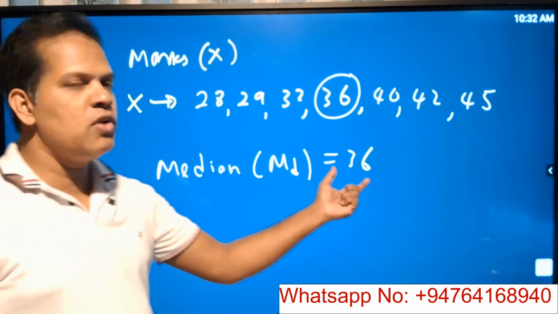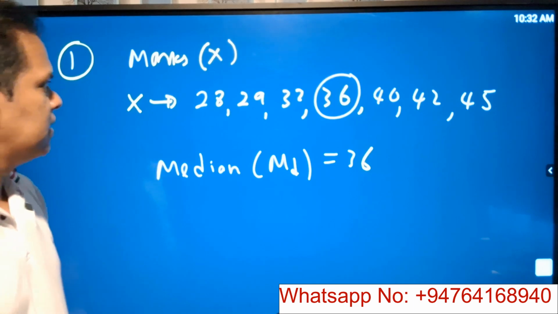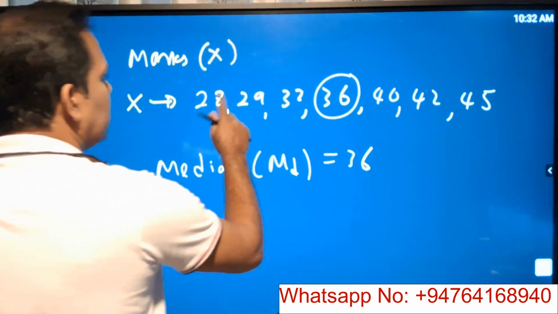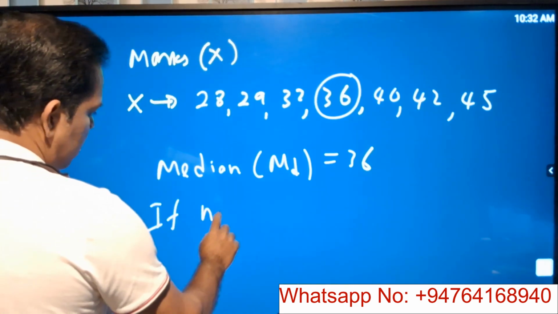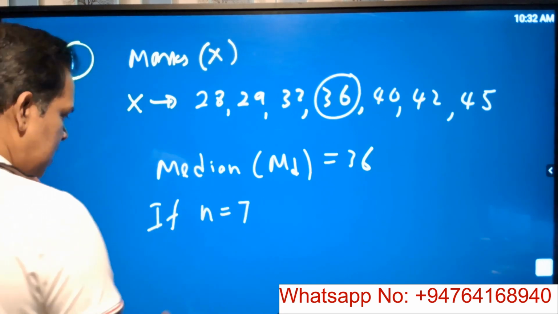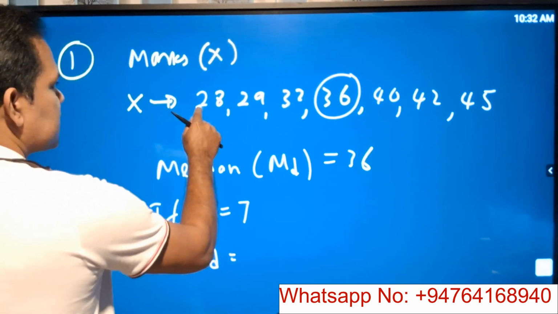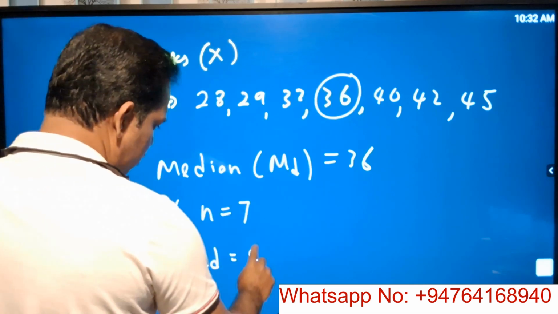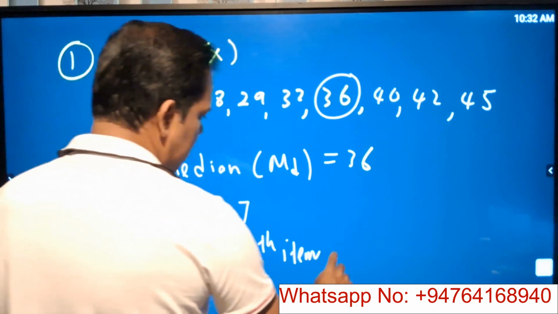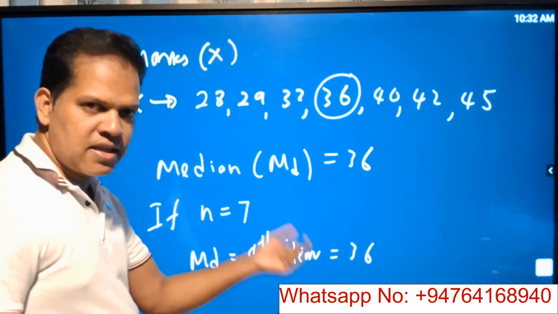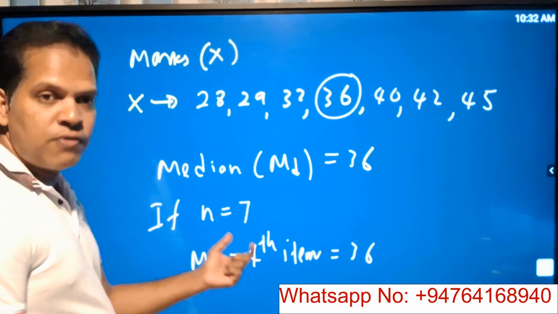Median. What is it? The mid value, the central value of the data set, the data array. Very simple. How many students are there in this class? 1, 2, 3, 4, 5, 6, 7. So if the number of students is 7, n is 7, which item gives the median? First one, second one, third one, fourth one. Fourth item is the median. Value is 36. Yes, 36 is the median. That is the fourth item. If n is 7, median is the fourth item.